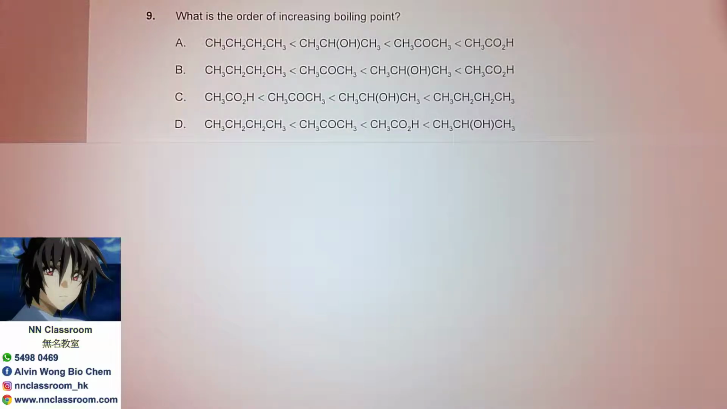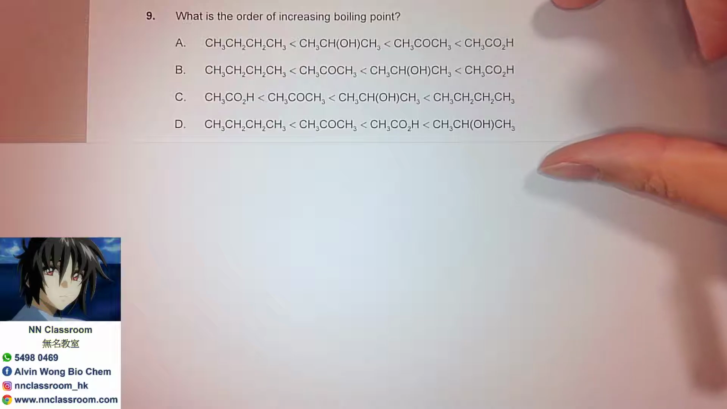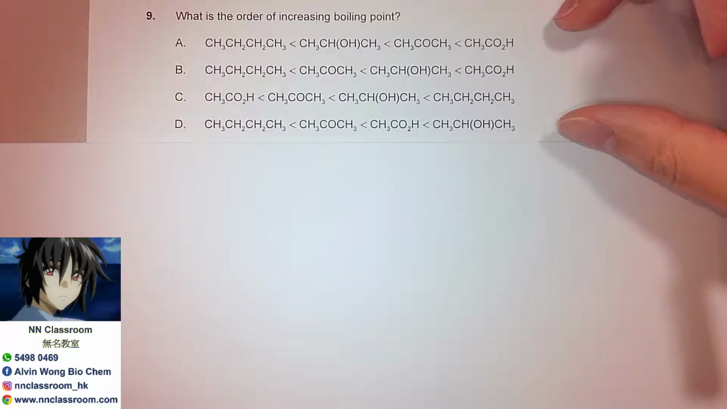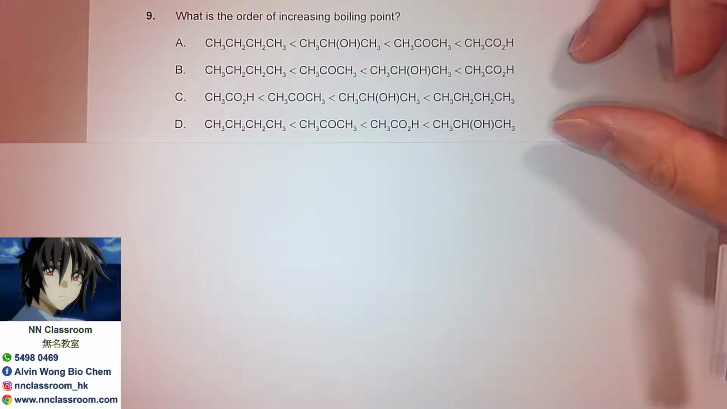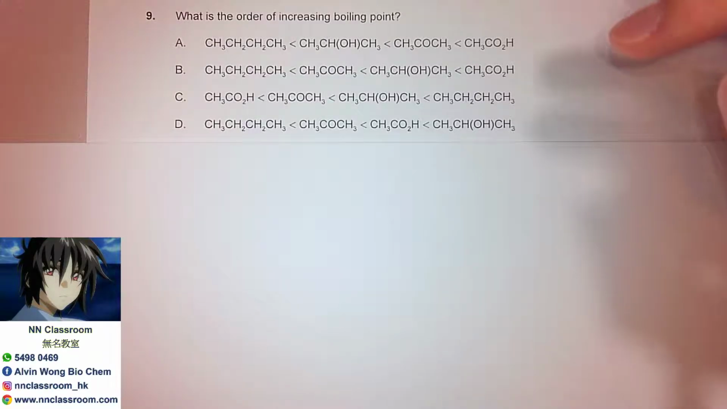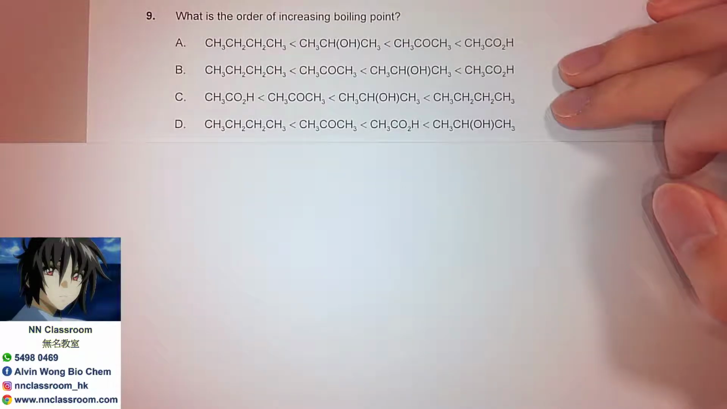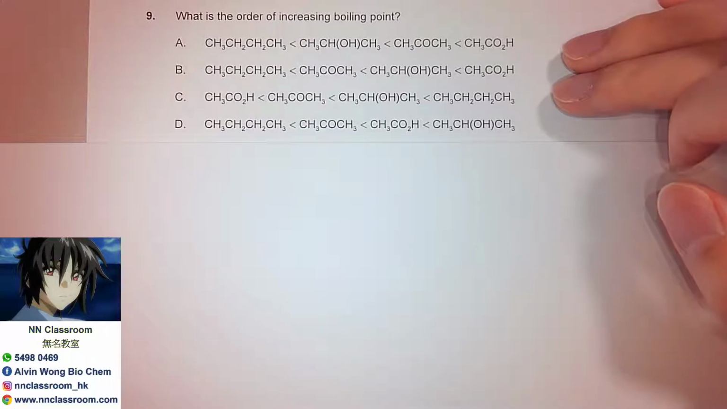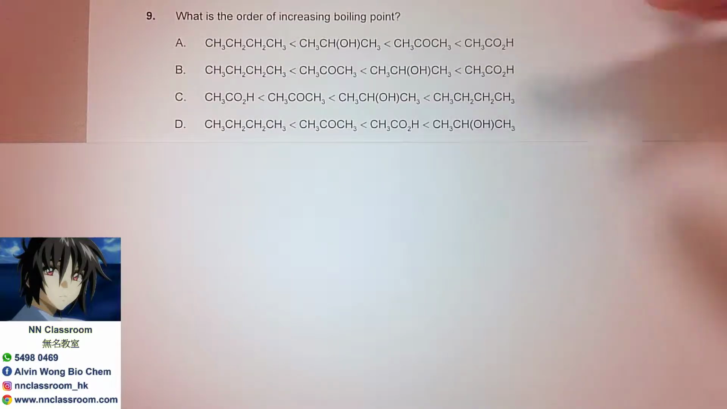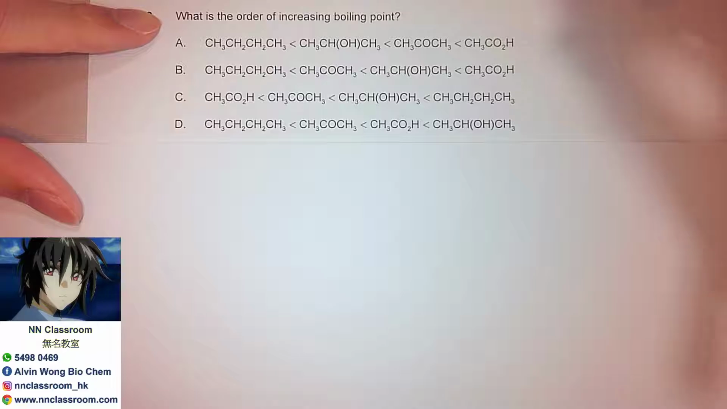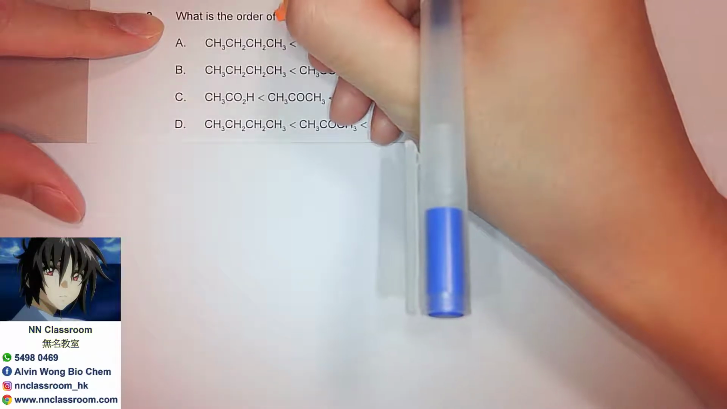Today I'd like to share with you a past paper question from 2019, Time Zone 1 in May, question number 9. A really typical type of question that students must know in really great detail, especially the explanation as well, because this type of question is possible to be present in Paper 2, so that is the long structural questions. Let's see, they're asking, what is the order of increasing boiling point?